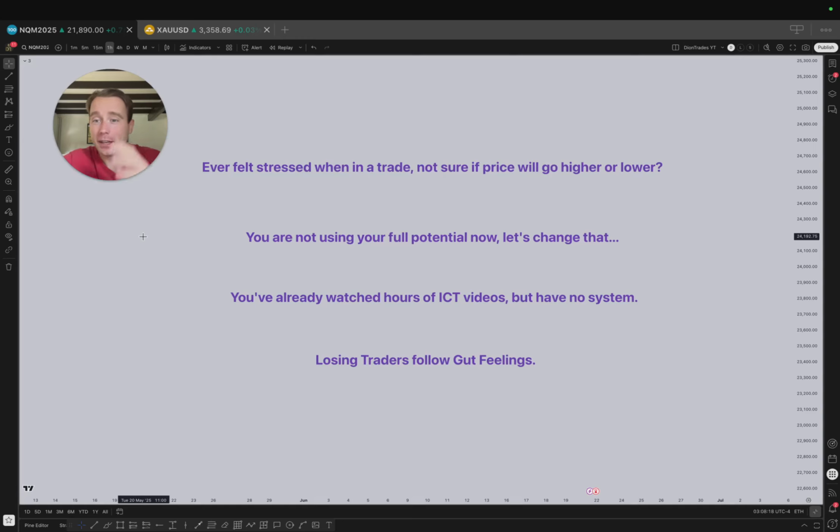So knowing that, if you're ever stressed when in a trade, not sure where price will go, higher or lower, feeling anxious, and you're not using your full potential, let's change that. Because you already watched hours of ICT videos, right? But you have no system. And losing traders follow their gut. Like they think, oh yeah, gold will go higher or lower, or Nasdaq will go higher or lower, or EURUSD will go higher or lower. But you need to have a system, and not only a system, that system needs to be backed with data, with proof.